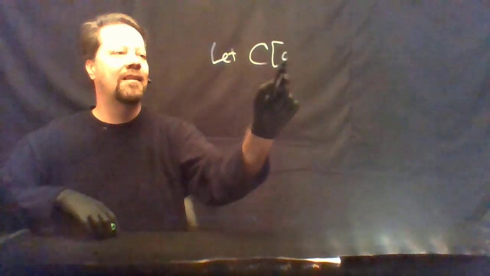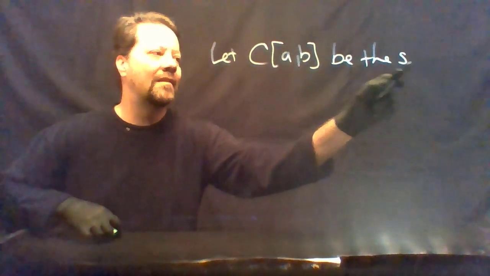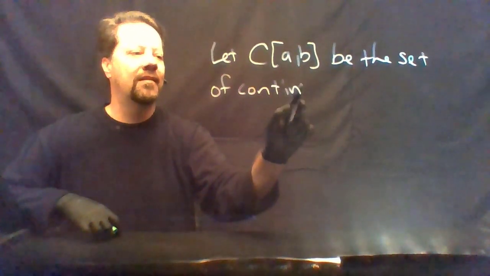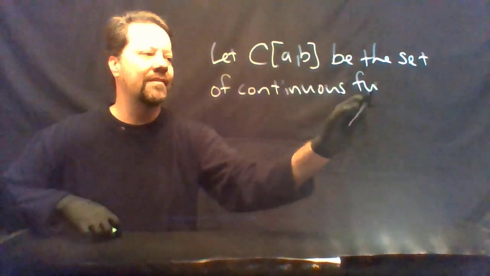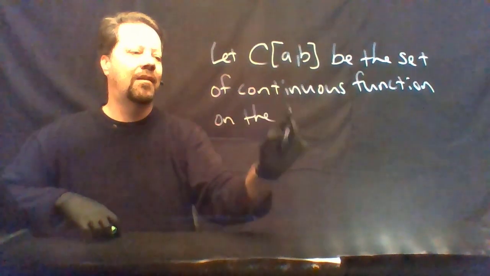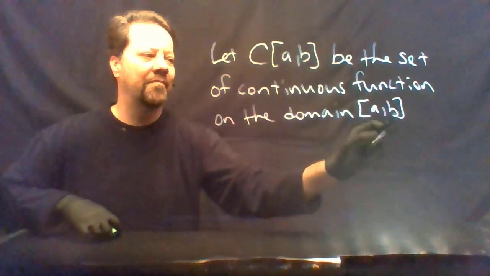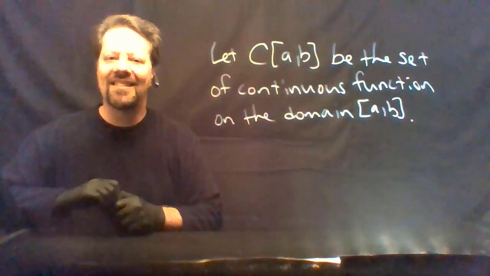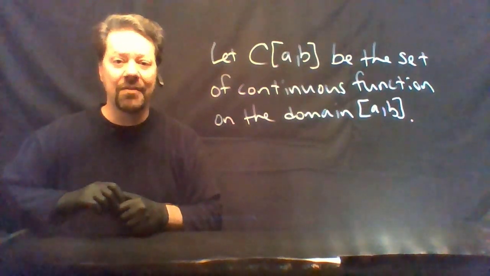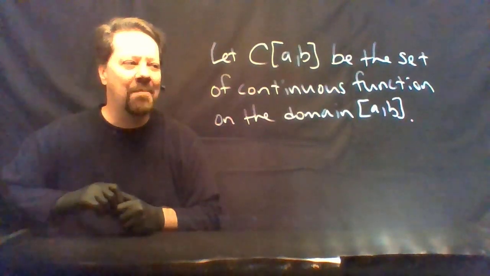Let C[a,b] be the set of continuous functions on the domain [a,b]. Is this a vector space? Let's think about it. Are continuous functions vectors? Yes. They satisfy the 10 properties of a vector space.